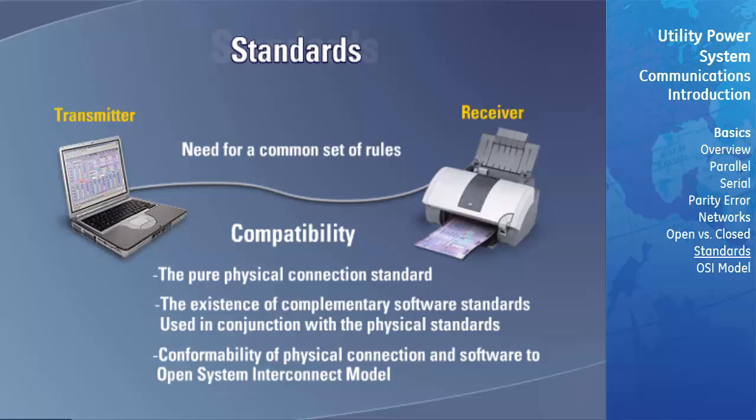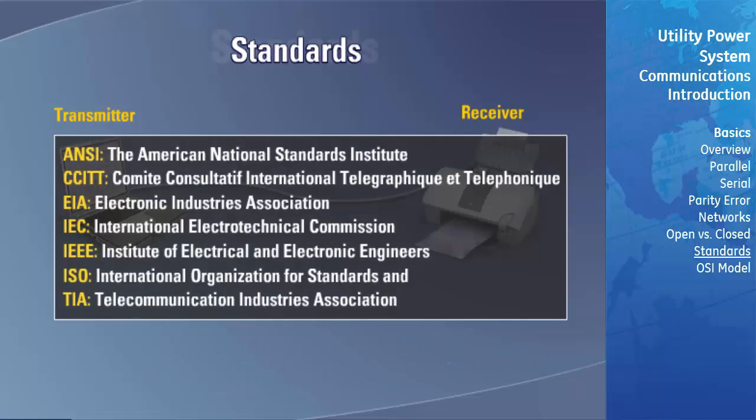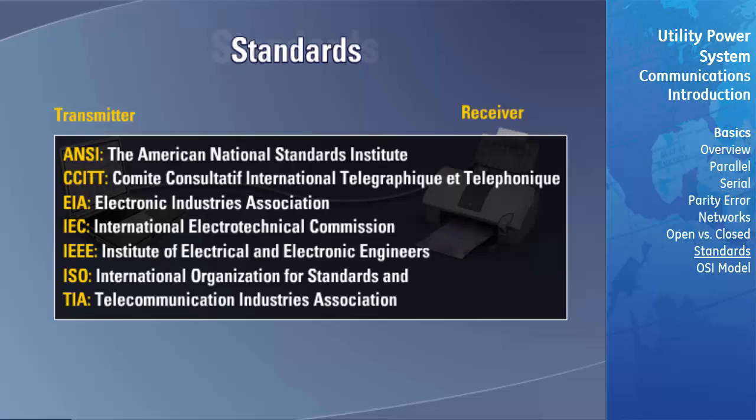There are 7 worldwide organizations which are involved in drawing up standards or recommendations affecting data communications. When one of these organizations creates a new standard, the name of this organization appears as part of the name of the new standard.